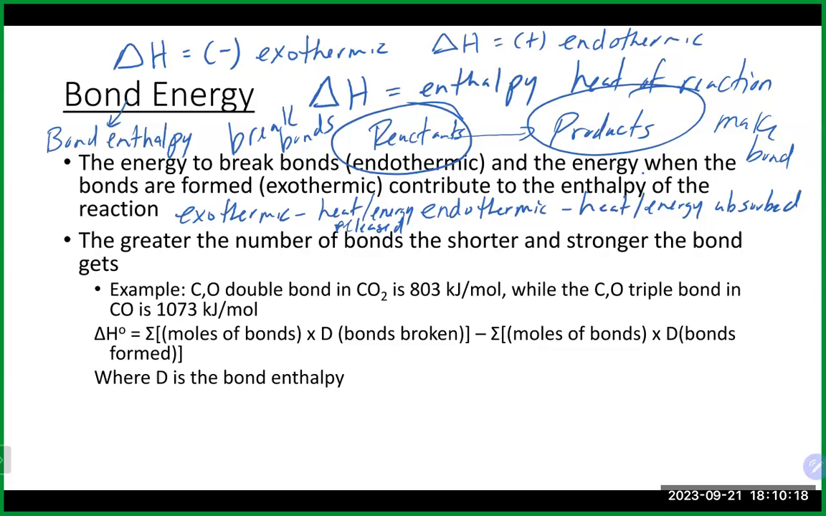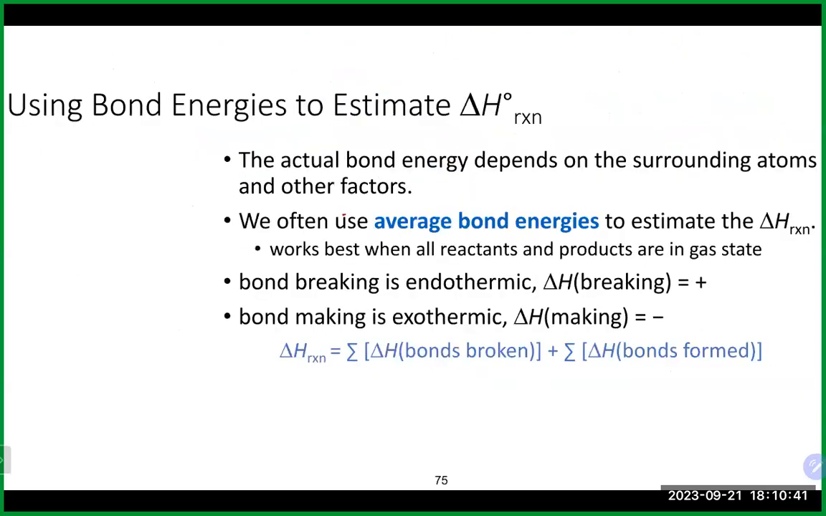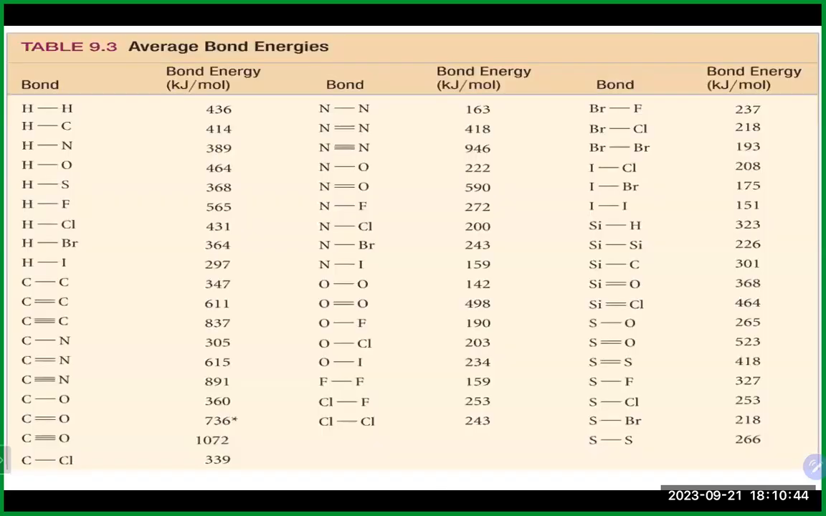But the simple way to figure out the delta H for the reaction based on bond energy is to take the delta H of all your bonds that you broke plus the delta H of all your bonds that you made. So basically, you could just add them together, making sure the sign is appropriate. So if we look at a table like this here, it looks something like this. As you can see, there are different values depending on the bond that you're breaking.